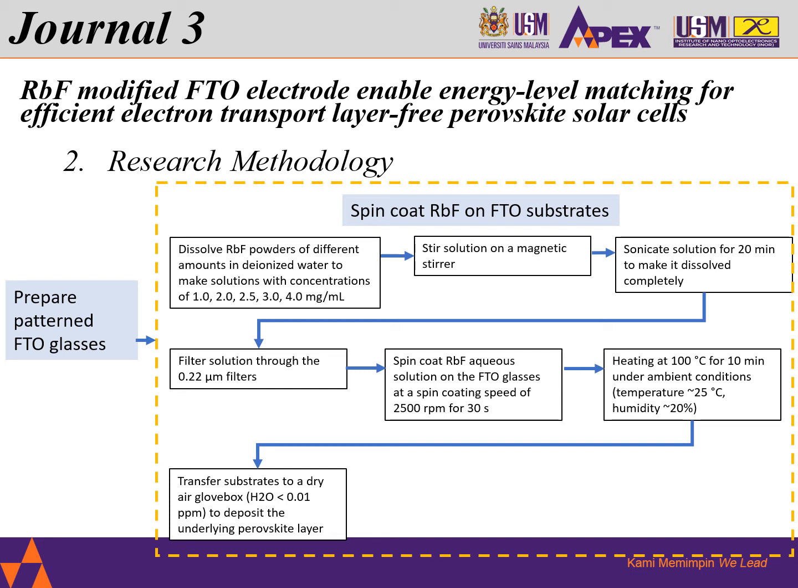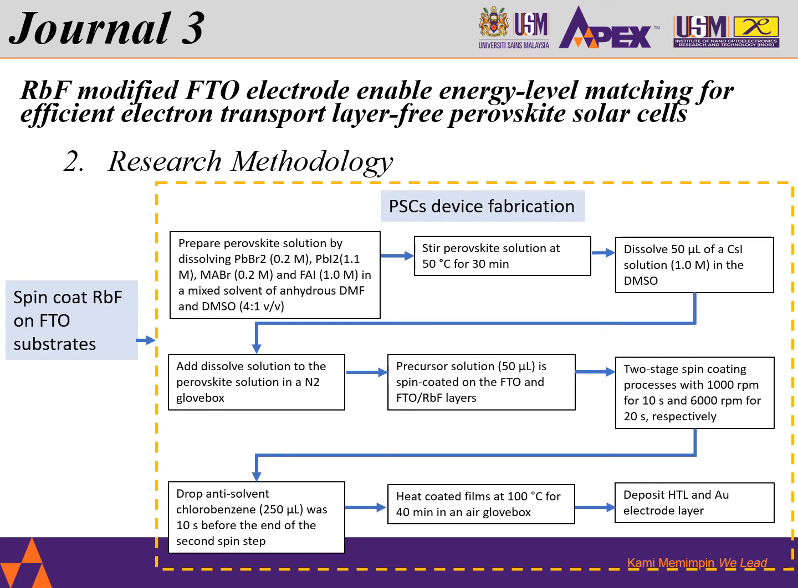They will stir this solution in a magnetic stirrer and then filter the solution before they spin coat it. After they spin coat, they need to heat it to a certain temperature in degrees Celsius and transfer this substrate to a dry air glove box to deposit the perovskite layer. So now you obtain an FTO substrate coated with RbF and with a perovskite layer on top of it. This is followed by the deposition of the HTL and Au electrodes.